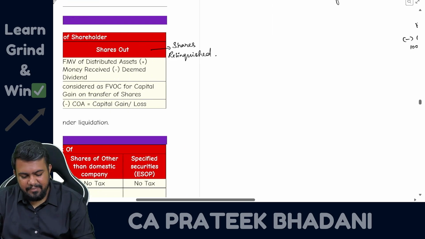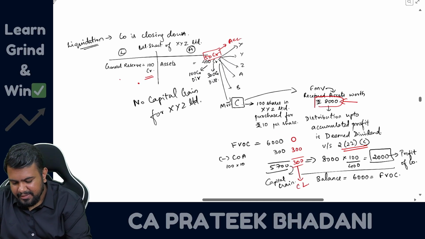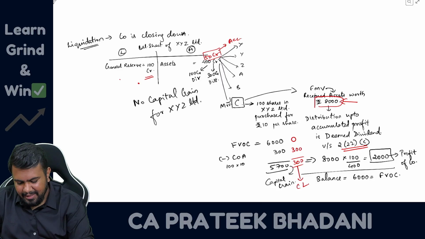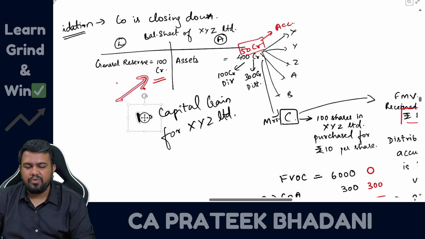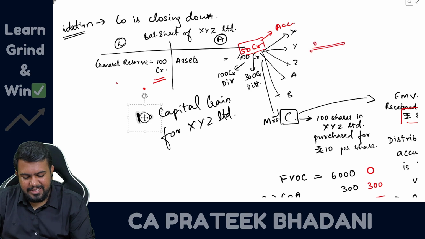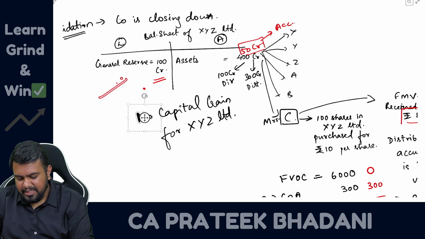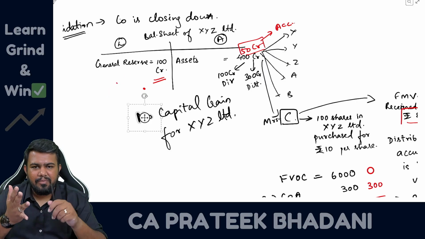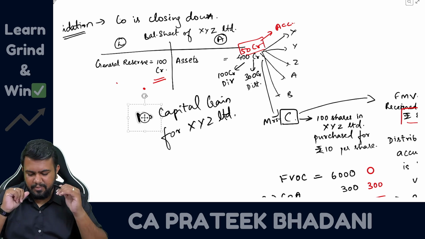Let me give you an example so that you can understand better. Let's say there is a company, XYZ Limited, having a balance sheet. On the liability side, you can see that the general reserve is 100 crore rupees, and on the asset side, you can see that the assets are 400 crore rupees. General reserve means accumulated profit. Accumulated profit can be general reserve, profit and loss account, or reserves and surplus account. All these are accumulated profit.